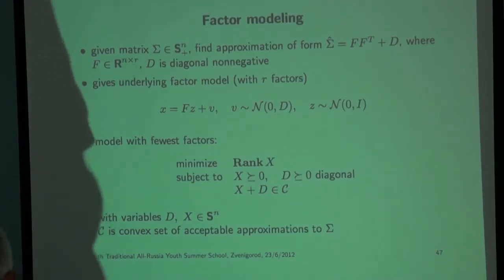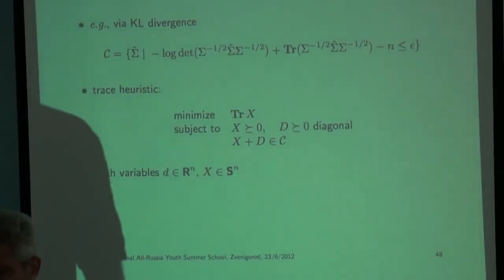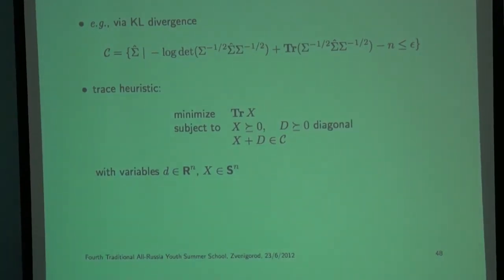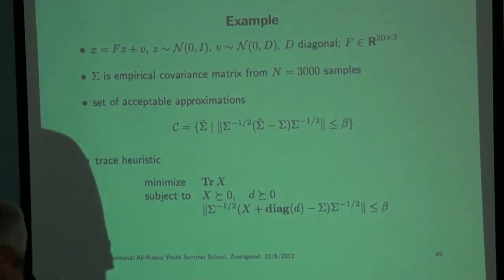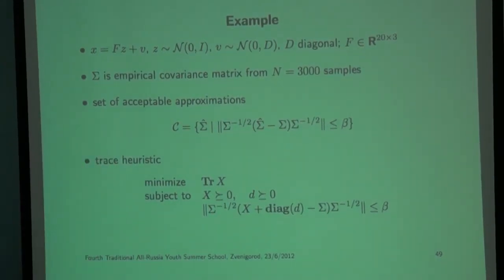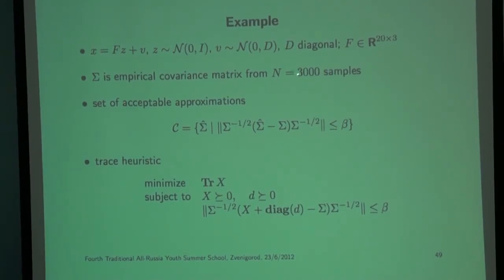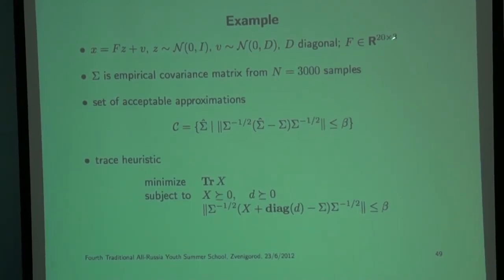So, okay. And it could be anything. I mean, it could be things like Kullback-Leibler divergence or something, and then the trace heuristic just looks like that. And by the way, there's an iterated weight version of this as well. So let's look at an example. And the example is I generate 3,000 samples from a factor model. There's actually only 3 factors, and they're 20-dimensional vectors. The set of approximate, I just use this. Why not? Doesn't matter. And then we simply solve this problem. By the way, this is not the iterated one, right? The iterated one would do way better, but this is good enough.